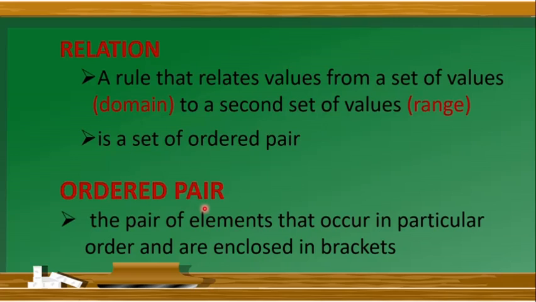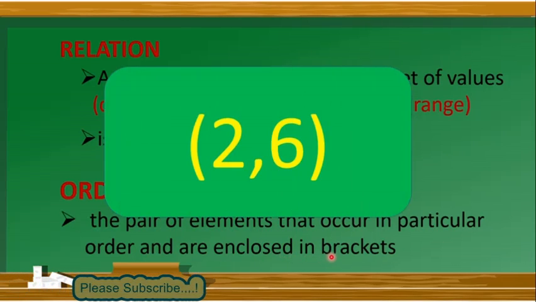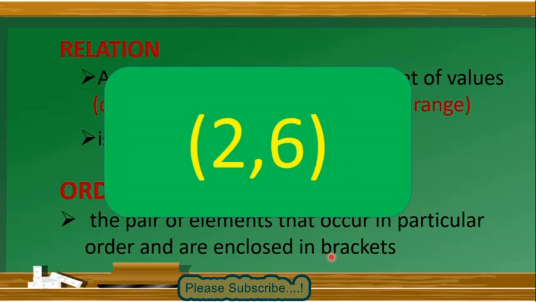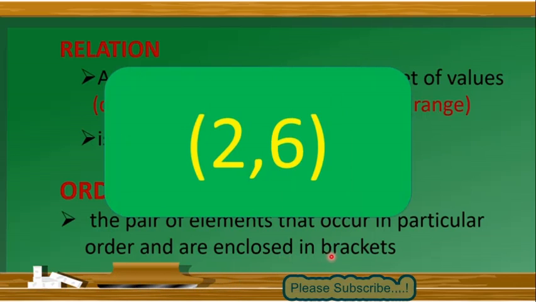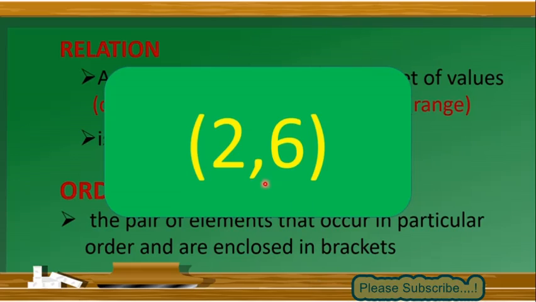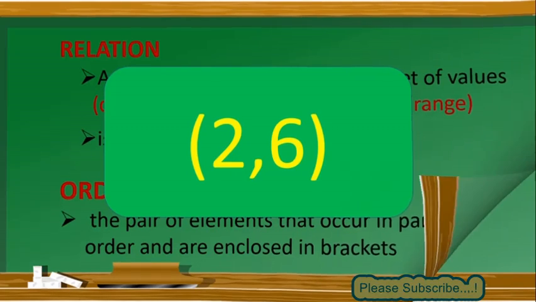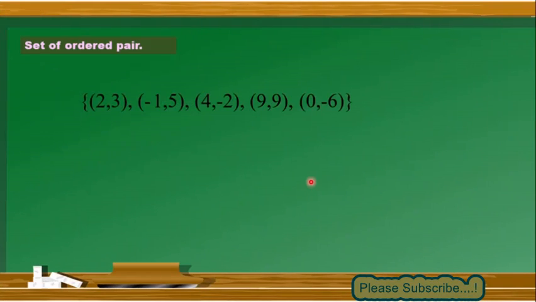An ordered pair is a pair of elements that occur in a particular order and are enclosed in brackets, or any two numbers separated by a comma and enclosed in parentheses. That is what we call an ordered pair. A relation is a set of ordered pairs.